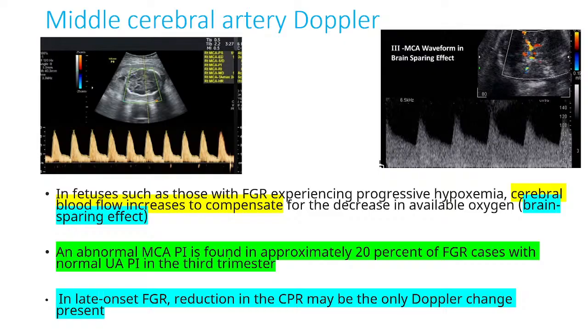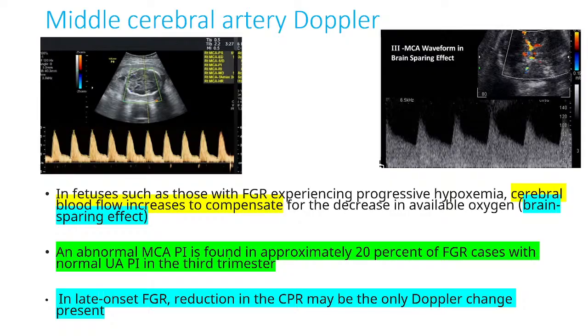Here you can see this is a normal middle cerebral artery Doppler. Here systolic flow is very high and diastolic flow is less. This is normal. In the MCA the resistance is more, that is why systolic velocity is more and diastolic flow is very less. But whenever there is compromise, the systolic flow will remain the same or decrease a little and diastolic flow will increase. This is a compensatory mechanism, called the brain sparing effect. So, in brain sparing effect, diastolic flow increases.